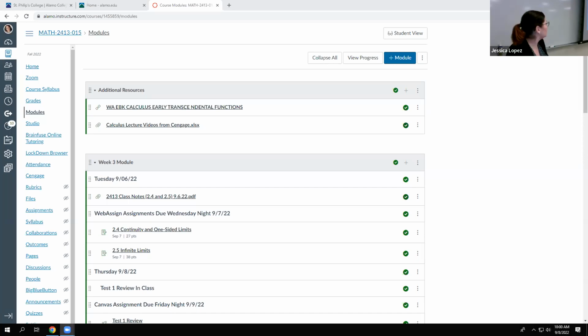A couple of quick announcements. I did create this additional resources module inside your Canvas class. One, it has a link to the textbook. I think I had it in another module earlier, but I just created this one and put it up at the top.